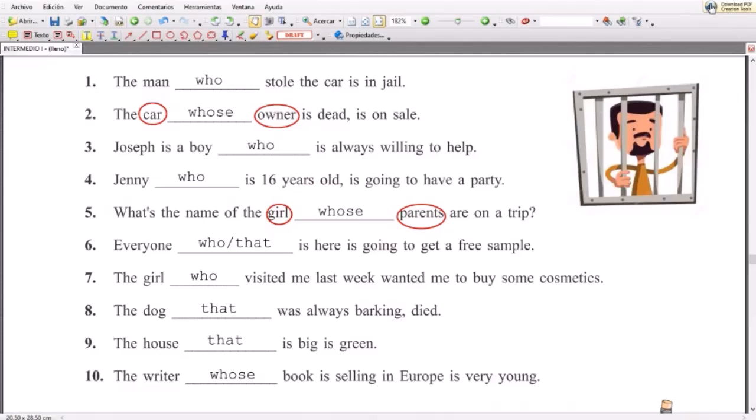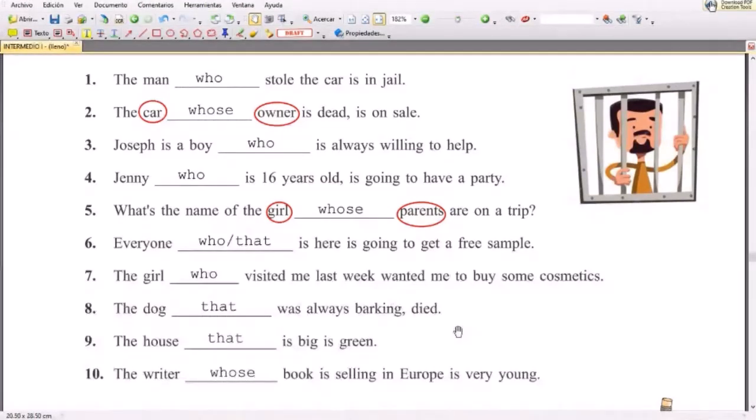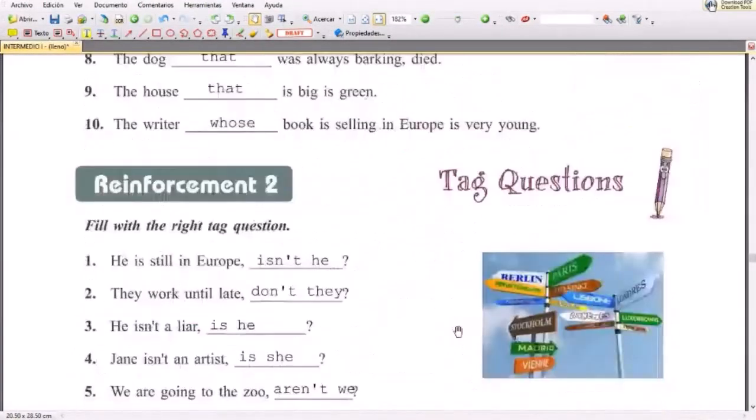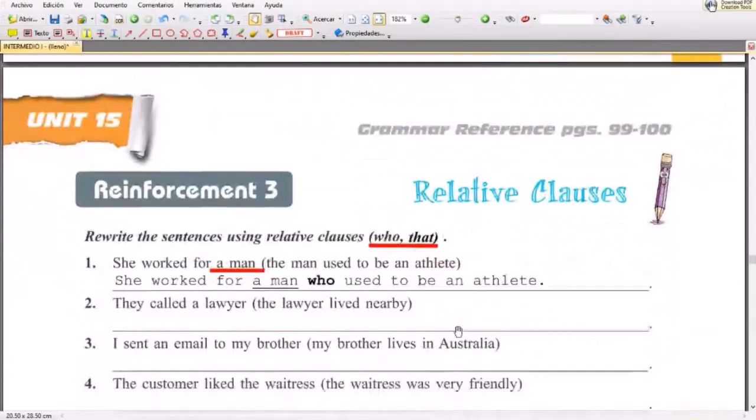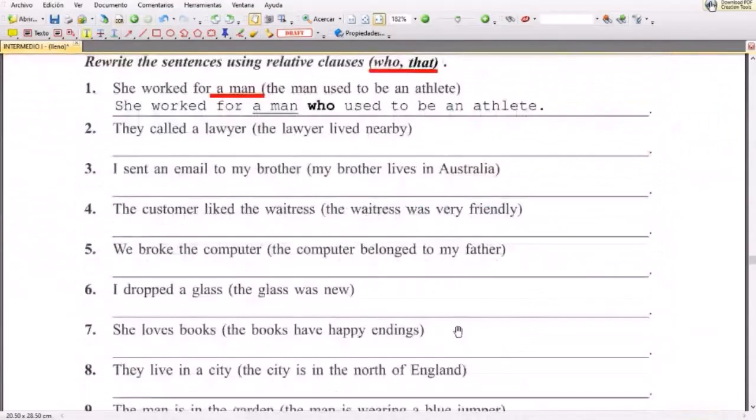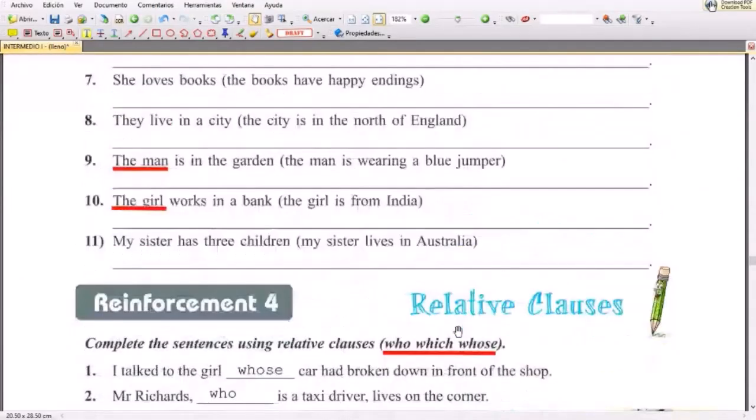The writer whose book is selling in Europe is very young. Very nice, my friend. So this is the other topic we are not going to mention right now.